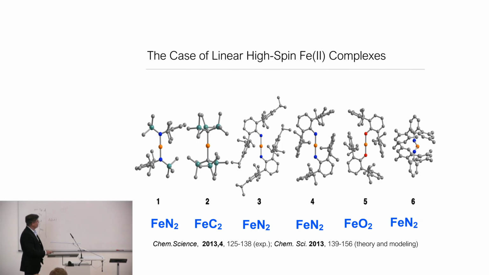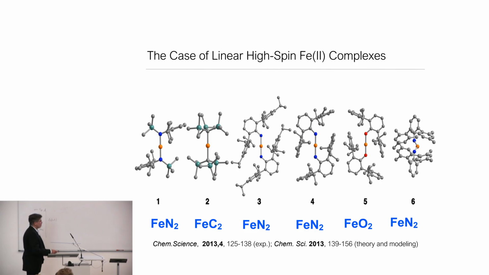And for a few years we have studied the following series of linear iron 2 compounds. Jeff Long, our friend from Berkeley, has synthesized many of these and magnetically characterized them. They have different ligating atoms, either nitrogens or carbons or oxygens, and some of them are also slightly bent.